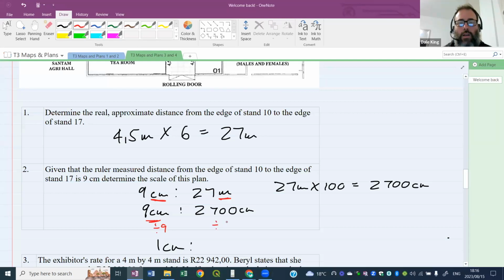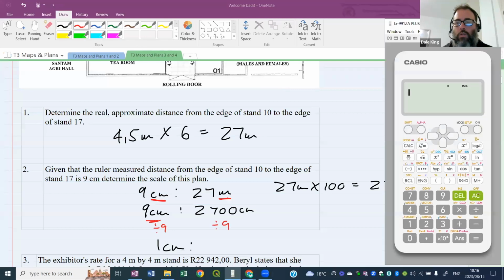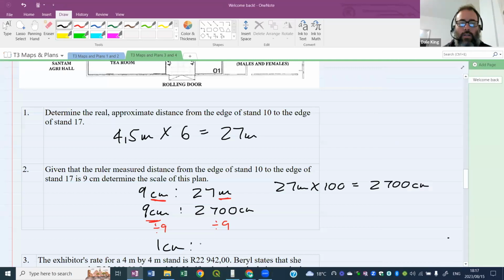So 2,700 divided by 9. Get the calculator. It must work for you. 2,700 divided by 9. 300. There we go. That's better. You don't have to write the units now because they are the same, and this is the correct ratio. So 1 is to 300. It's the same units now. That's what we want. Okay.